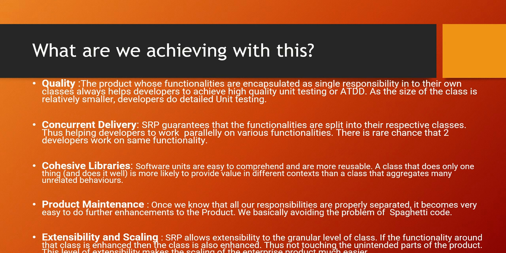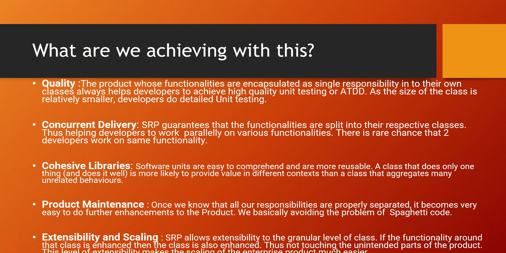As the size of the class is relatively smaller, agreed. For example, if I create a class for email service, it will contain the methods or functions associated with the email operations only. That's why the class is relatively smaller, and developers can do detailed unit testing and achieve good coverage, basically 100% coverage, I can say. So that's what quality we can achieve by employing the single responsibility principle.